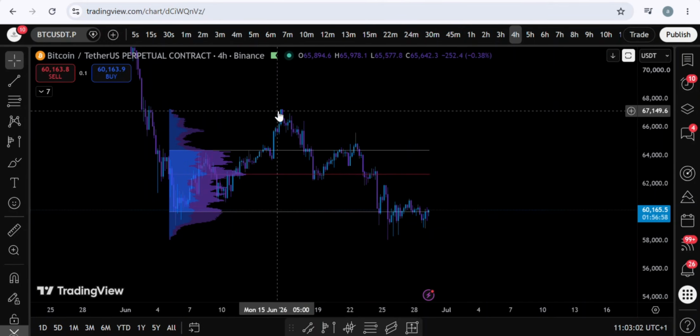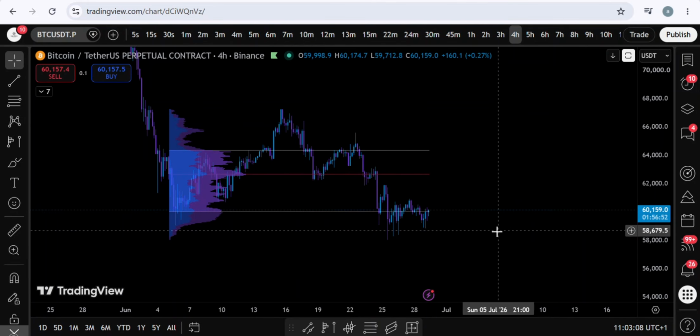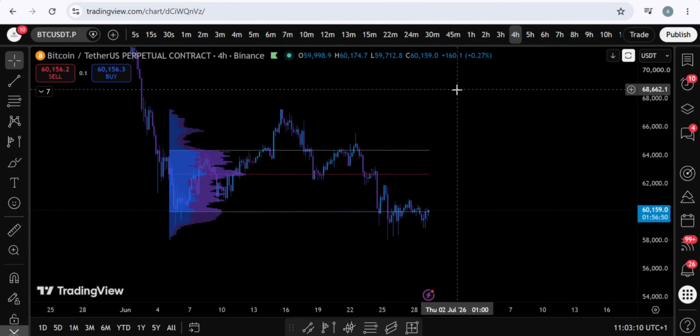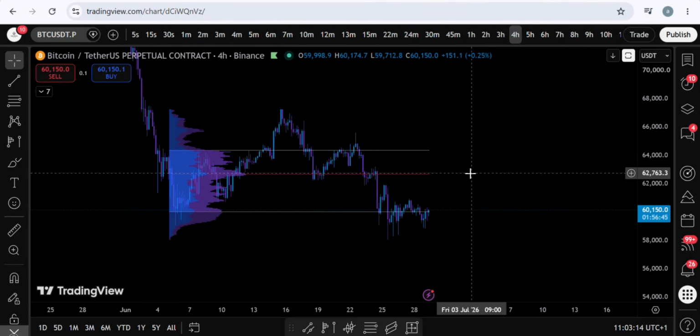Now, this is a scalp trade or a day trade. I don't expect us to go to all-time highs. We probably will reject here somewhere, but those are the actual levels that I am currently looking at.